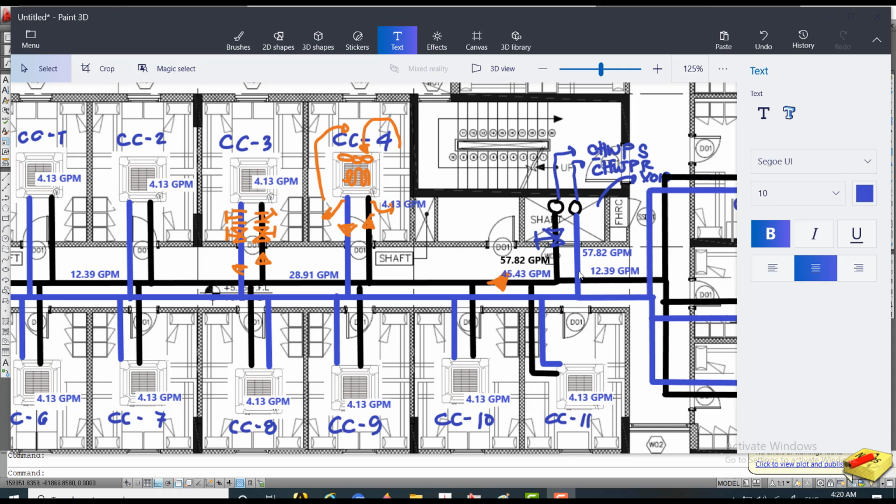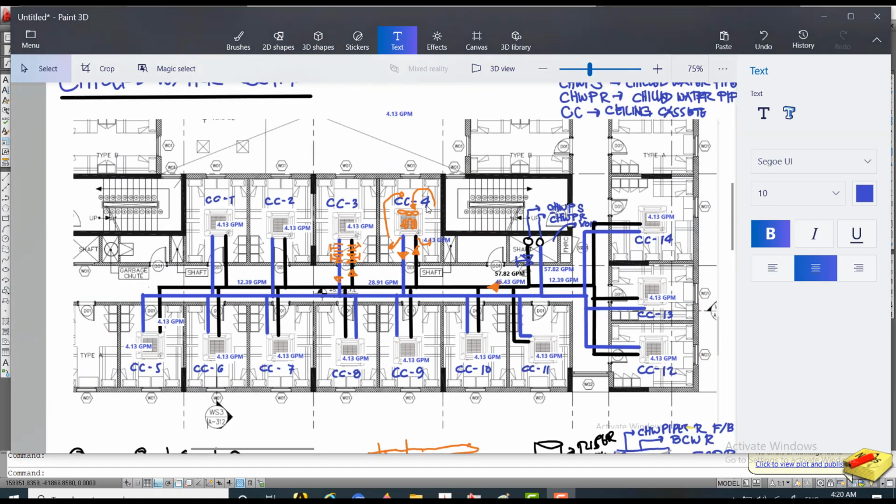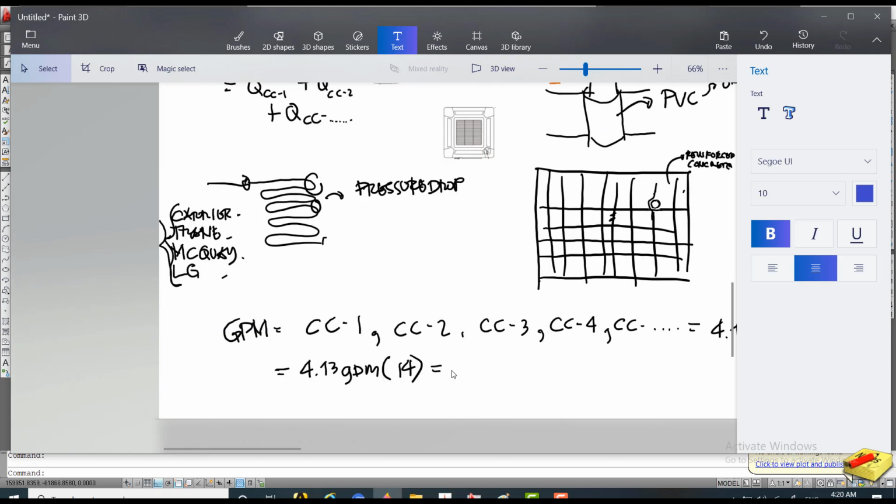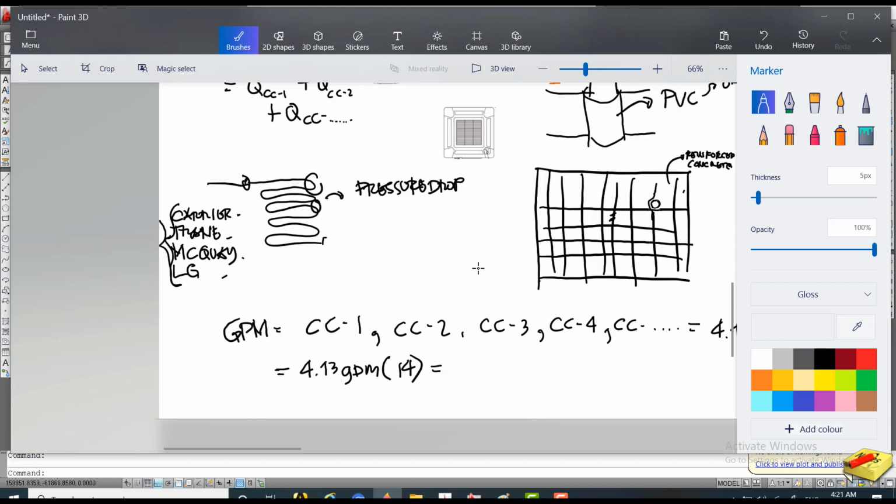Okay, so we have the volume flow rate gathered, no? So kanina we have here the total volume flow rate, which will be the value of 57.82 GPM. Okay.